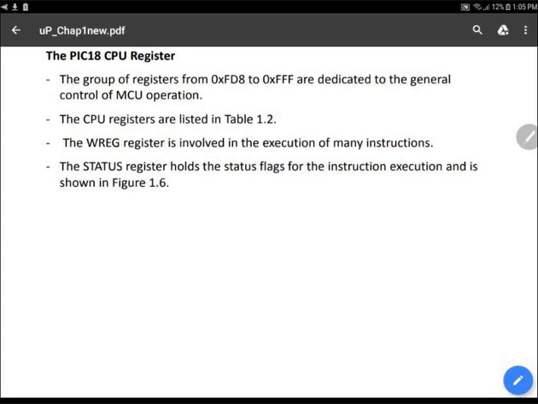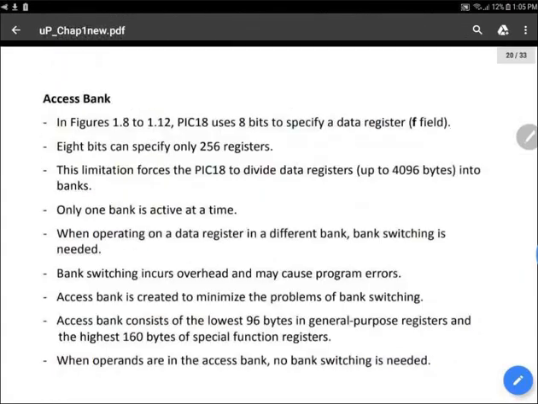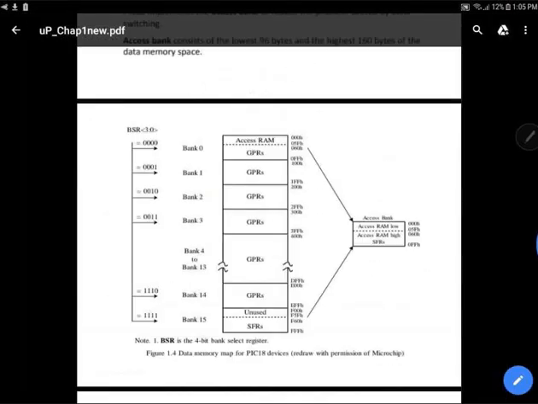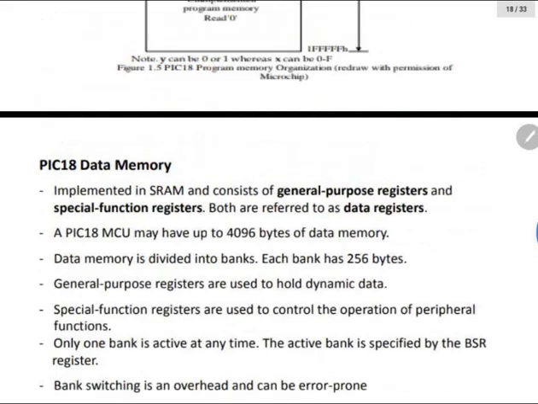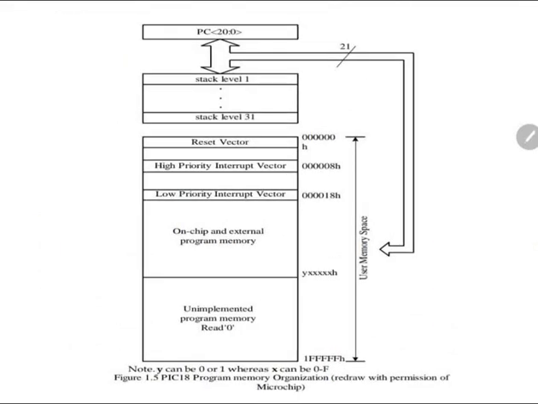So we actually stopped at PIC 18 CPU register. Just to have a very quick recap, we actually saw on data memory. What is the capacity of data memory? 4096. How many bits do you require to uniquely address 4096 locations? 12. Very good. Then we also saw on program memory.